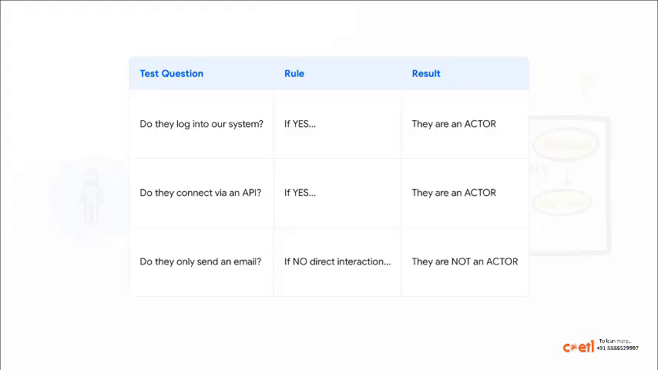And here is the perfect little litmus test. To figure out who's in and who's out, you just ask one question. Do they touch our system directly? So if they have to log into our system, yes, they are an actor. If their system connects to ours through an API, absolutely, they're an actor. But what about the vendor who just sends an attachment to a generic email inbox? Nope, they are not interacting with our specific system. They're part of the bigger business process, but they are not an actor in this diagram. That's the filter in action.